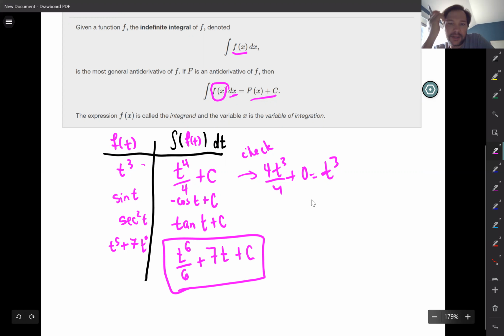Hopefully this is starting to make sense. We're just undoing the derivative, but when we do that, we have to add this constant of integration. Integrals have kind of funky notation, but once you get used to it, you can parse it. You say, this is the integral of f of t, which is the integrand, with respect to t. So that dt is saying take the integral with respect to t.